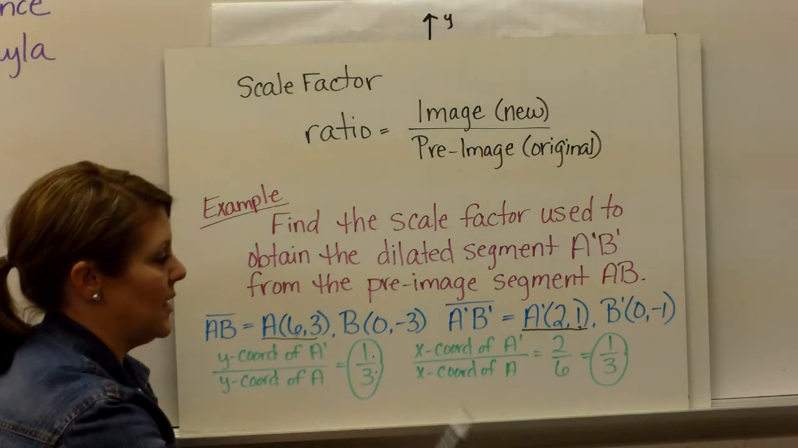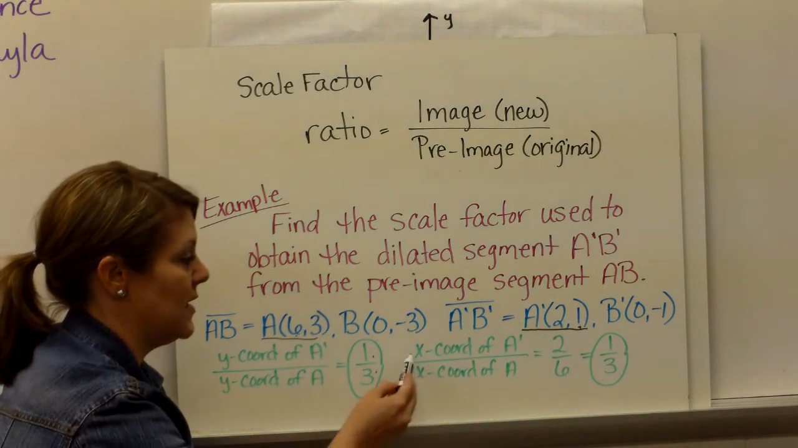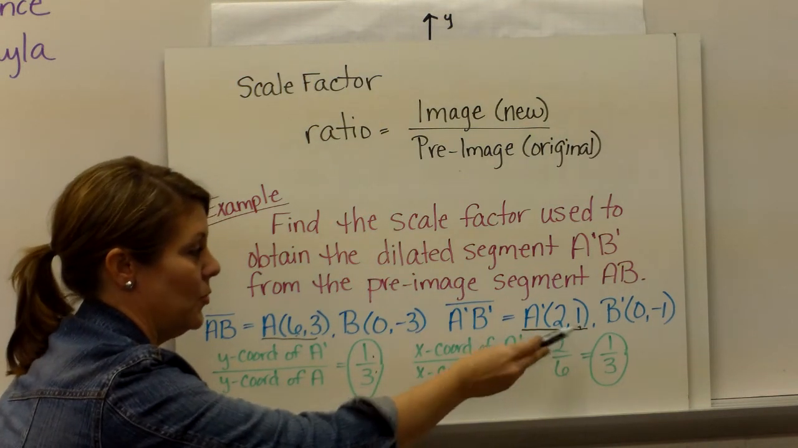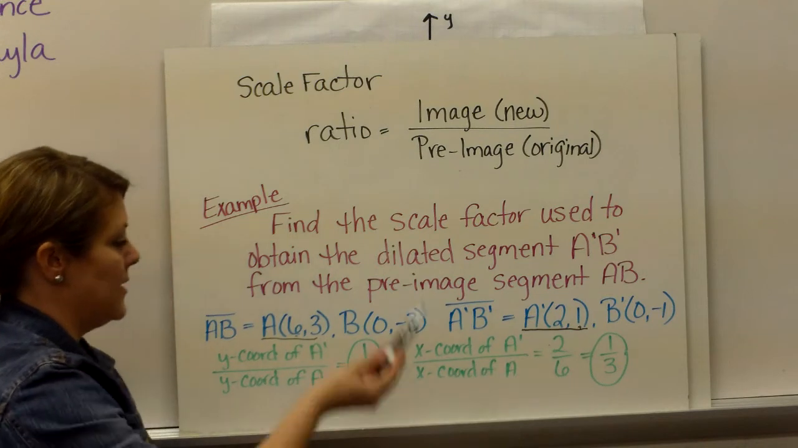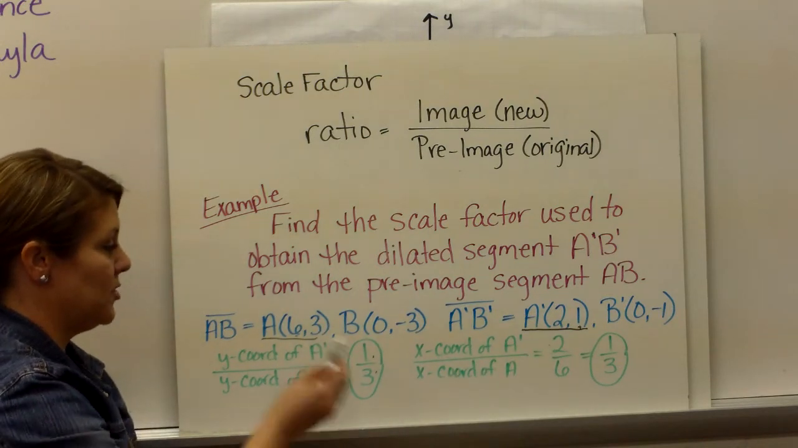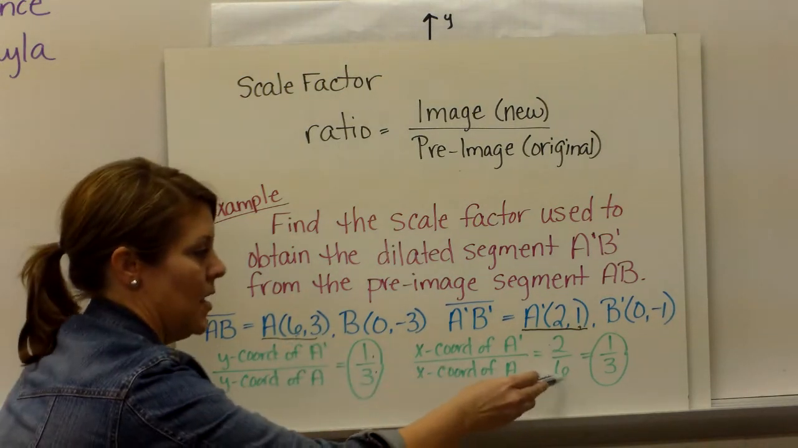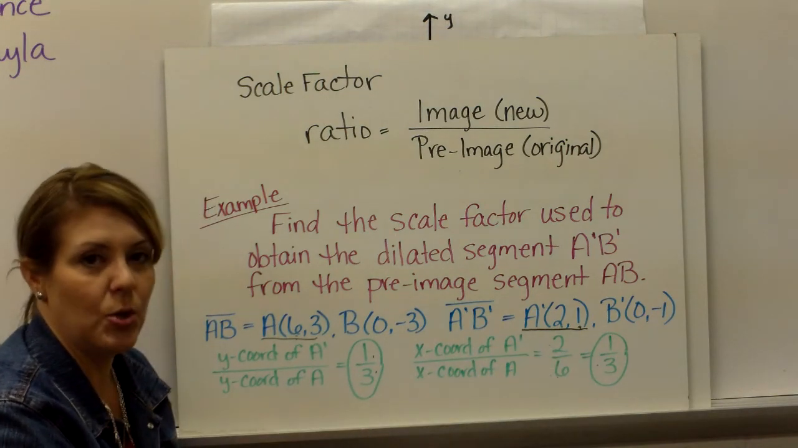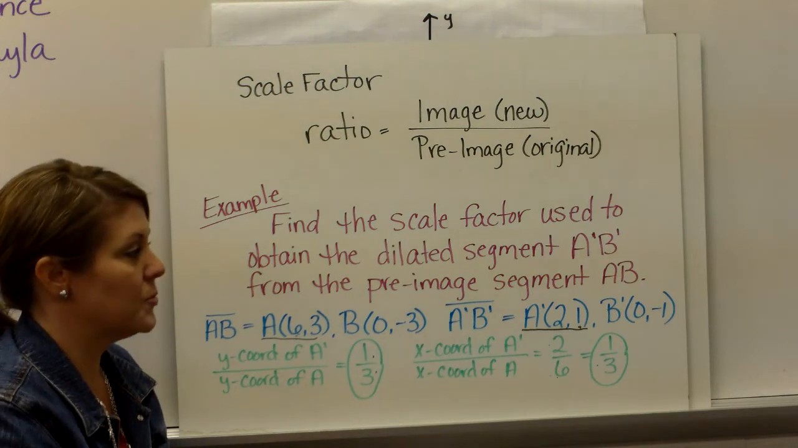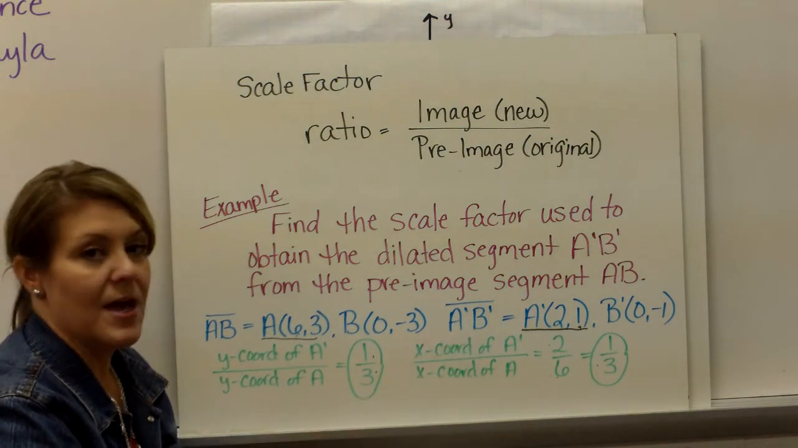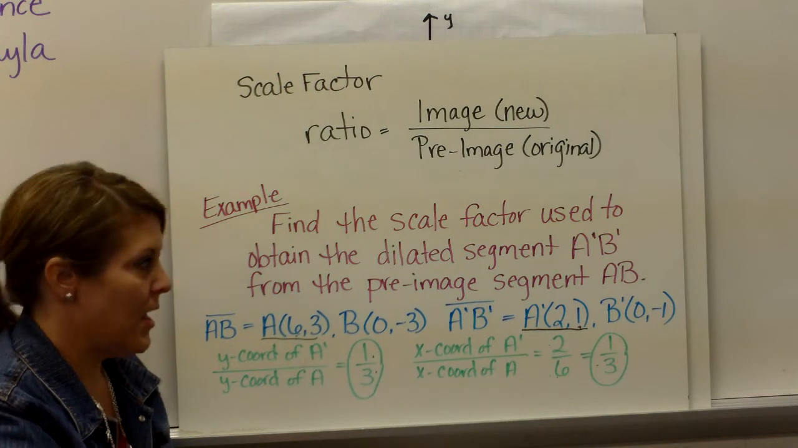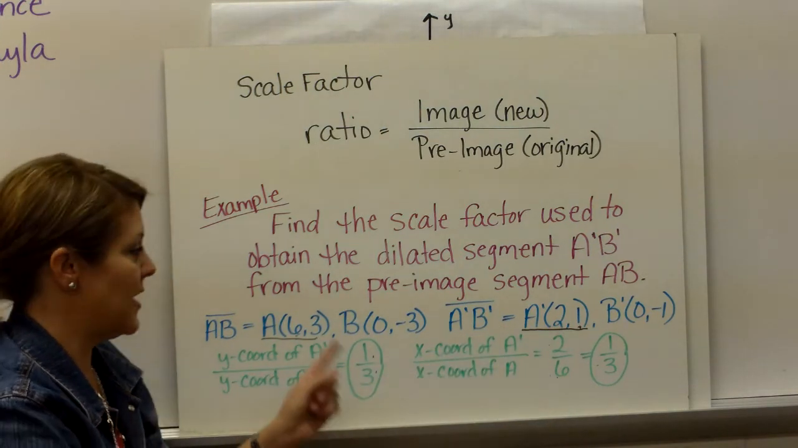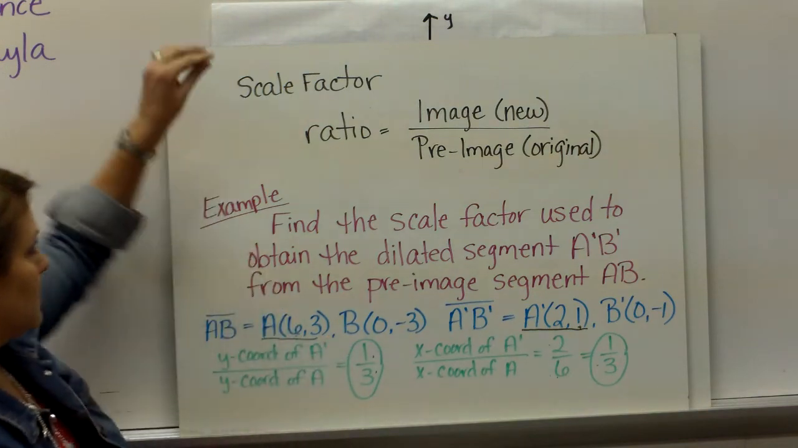We could also do the same with the X coordinates. For instance, the X coordinate for the dilated A is 2, and the X coordinate for the original A is 6. 2/6 will simplify to 1/3. So again, you have a ratio of 1:3, which means your scale factor in this situation is 1/3. Less than 1 means that this segment became a reduction. It's 1/3 of the size of the original.